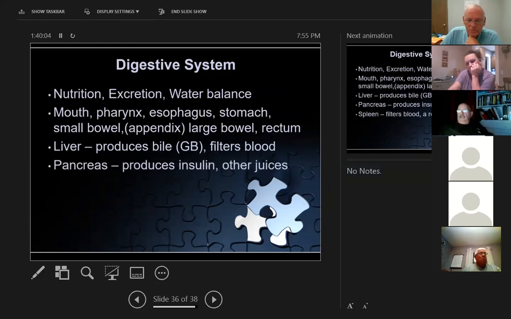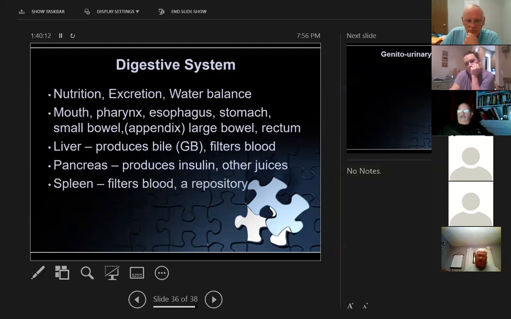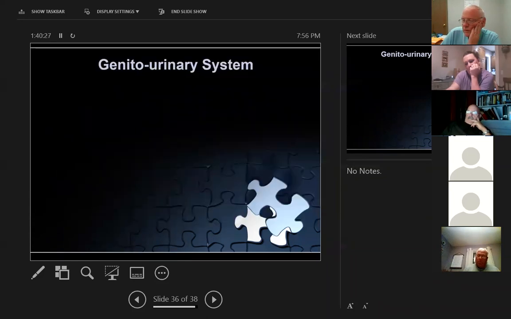Pancreas, everybody pretty much knows it produces insulin in part of it, but it produces other digestive juices, which get dumped into the gastrointestinal tract. We also have the spleen, which filters blood and is a repository for blood. In case the body starts losing it somewhere, it will dump some of the blood out that it's trying to break down and absorb. So that's digestive in a nutshell.